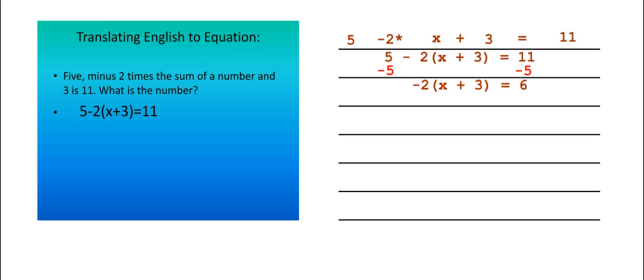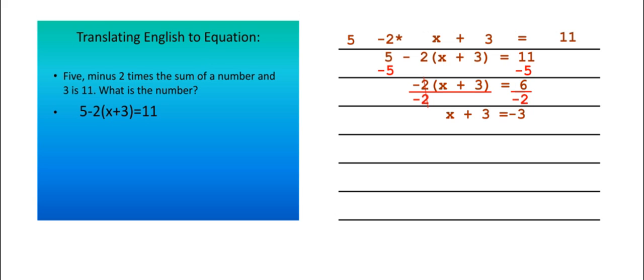So what do we get rid of next? What's the thing we can get rid of next? Well, we can't get rid of anything in the parentheses, so therefore let's try to get rid of the negative 2. It's multiplying with the parentheses, so opposite, divide. And what we do to one side, we must do to the other. Negative 2 divided by negative 2 cancels out. 6 divided by negative 2 gives us negative 3. So on the left side, all we have left is x plus 3. On the right side, negative 3.